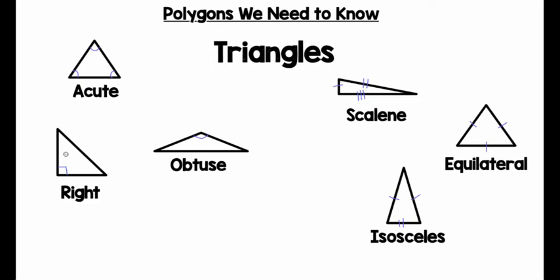But quickly, we have triangles that are identified by their angles. So we have acute, obtuse, and right. And then we have triangles that are identified by their sides, the length of their sides. So we have scalene, equilateral, and isosceles.